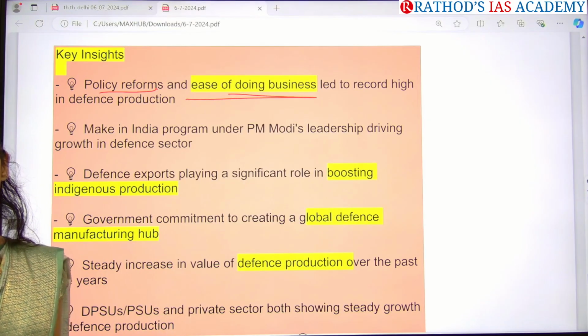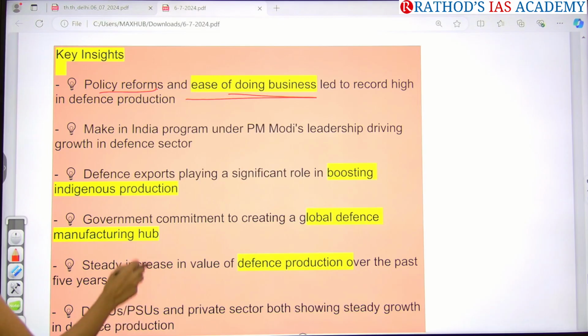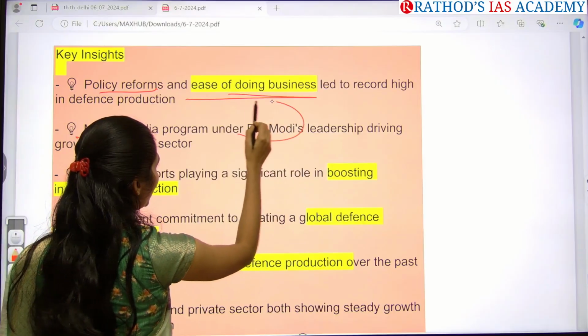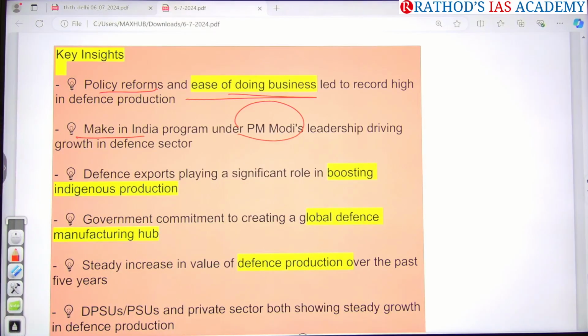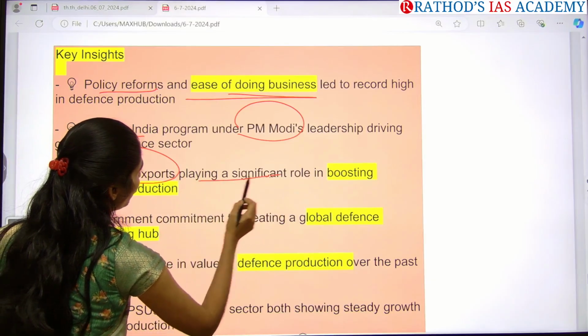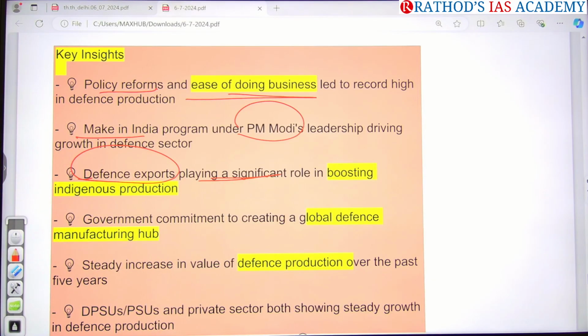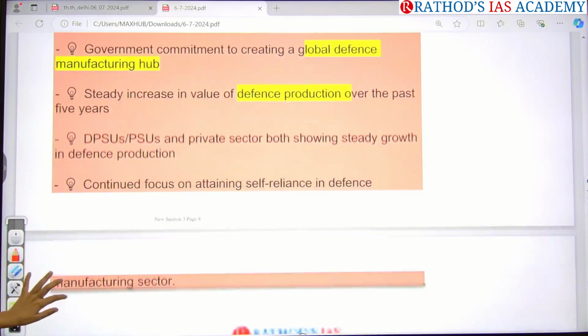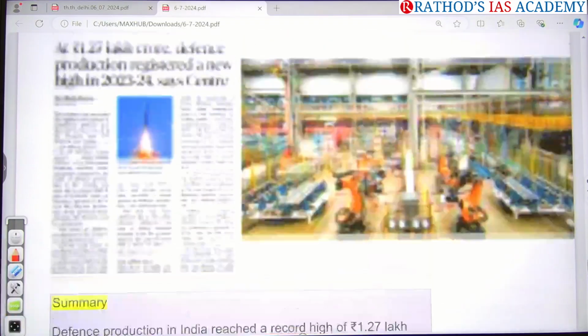We had improved our defense production. And this one is the Make in India program under Prime Minister Modi ji's leadership. It is also one of the important steps taken that led to the growth in this defense sector. Even the defense exports play a very important role in boosting our indigenous production. Not only that, India is also committing to trade with other countries so that we are also focusing on becoming a global defense manufacturing hub. So all these things are very important regarding this topic.